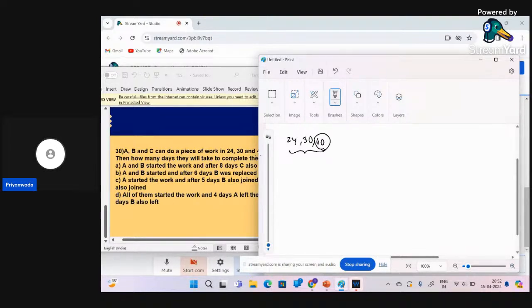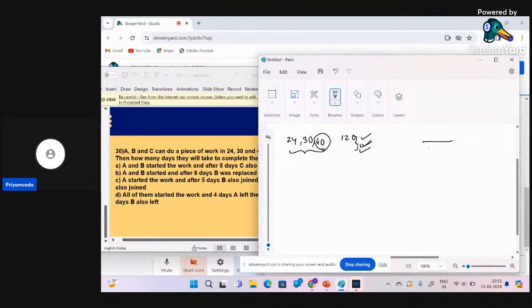Next multiple of 40, because it obviously doesn't cancel with 30 and 24, is 80. Is 80 cancelled by 24 and 30 equally? No, it is not cancelled. Now we'll go to the next number, that is 120. Yes, 120 is cancelled by 24 5 times, 30 4 times, and 40 3 times. So it is the LCM here.